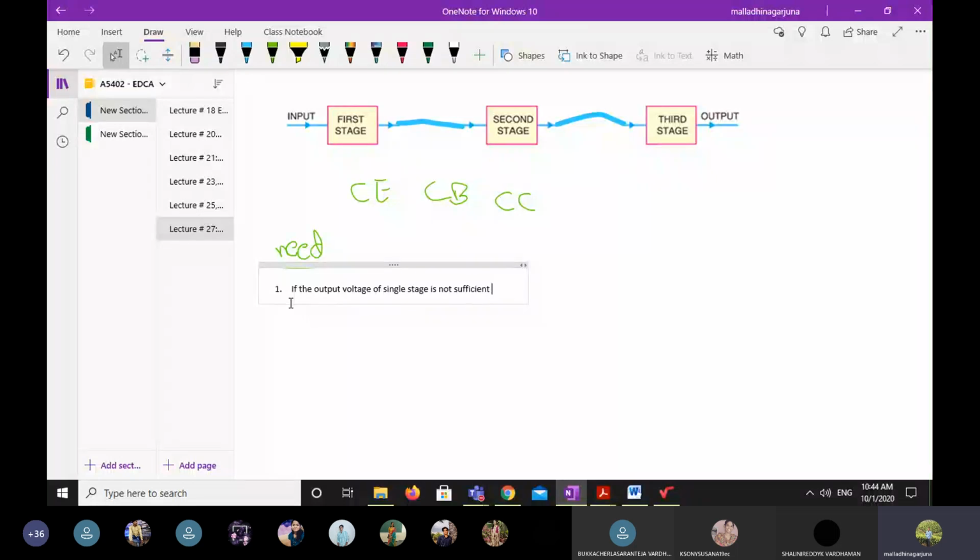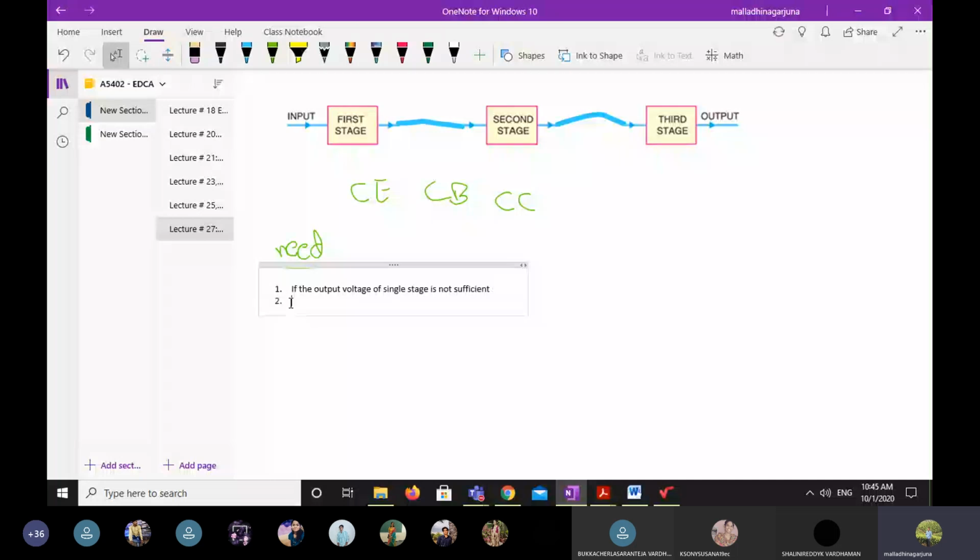So the output is 200 times the input. This is sufficient to deliver a lecture or speech for 10,000 or 20,000 people. But it is absolutely not sufficient for 1 lakh or 2 lakh people, because they are very far from the speaker and the last bench people cannot understand the speech. So if the output voltage of a single stage is not up to the mark, then we require the multi-stage amplifier.